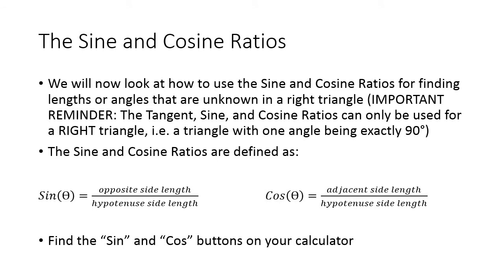We will now look at how to use the sine and cosine ratios for finding lengths or angles that are unknown in a right triangle. Important reminder, these ratios can only be used for a right triangle. That is a triangle with one angle being exactly 90 degrees. The sine and cosine ratios are defined as sine of theta equals opposite side length divided by hypotenuse side length. Cosine theta equals adjacent side length divided by hypotenuse side length. Find the sine and cosine buttons on your calculator.